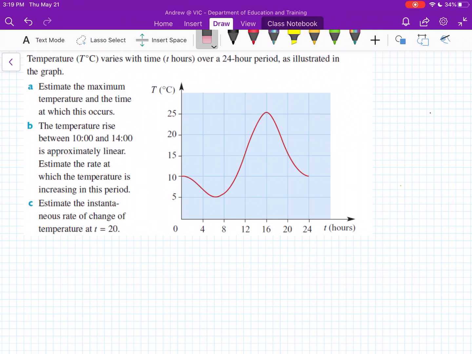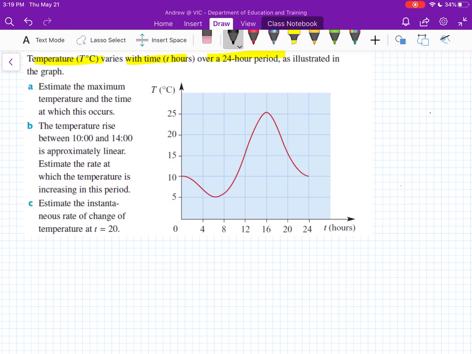G'day everyone, so in this video we're going to be looking at rates of change with a graphical representation, specifically part C, working out instantaneous rates of change with this. Okay, so firstly we're just going to go over this question and break down A and B. So the temperature, capital T, degrees Celsius, varies over time, which is the small t, over a 24-hour period, and it's illustrated in our graph below.